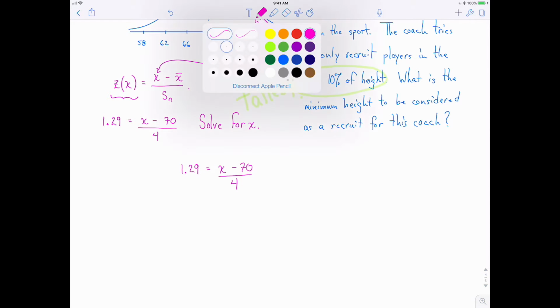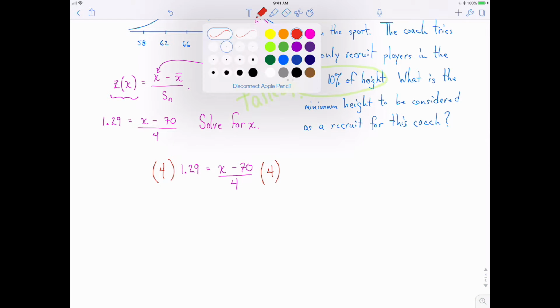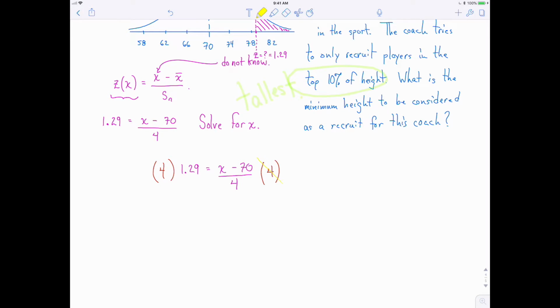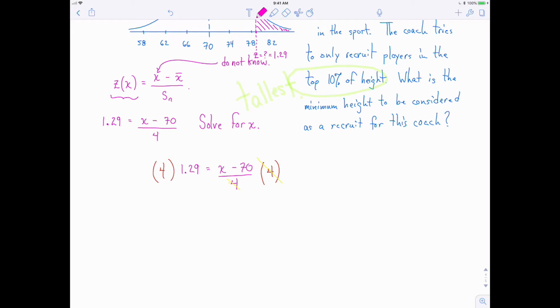Now, I would recommend that the first thing to do is try to get rid of fractions. So what I'm going to do is multiply both sides of the equation by 4, because that's what you can do in algebra. My motivation is if I multiply the right-hand side, then the 4's will cancel. And then all I have to do is multiply the result on the left. So 4 times 1.29 becomes 5.16. And then on the right, I'm left with an x minus 70.